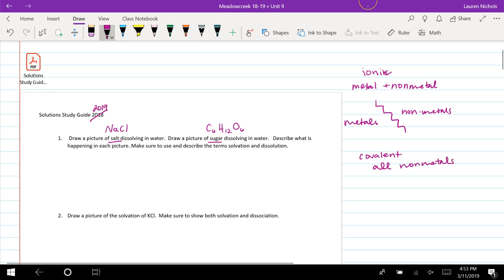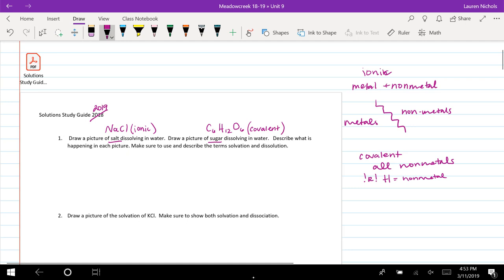So covalent compounds are all non-metals. And something to remember is hydrogen is a non-metal, even though it's on the left side of the staircase. So keep that in mind. So when we look at salt, you have Na and Cl. Hopefully you have your periodic table in front of you. Na is a metal, Cl is a non-metal, and so that makes NaCl ionic. Okay? And C6H12O6, all non-metals, so this is covalent.